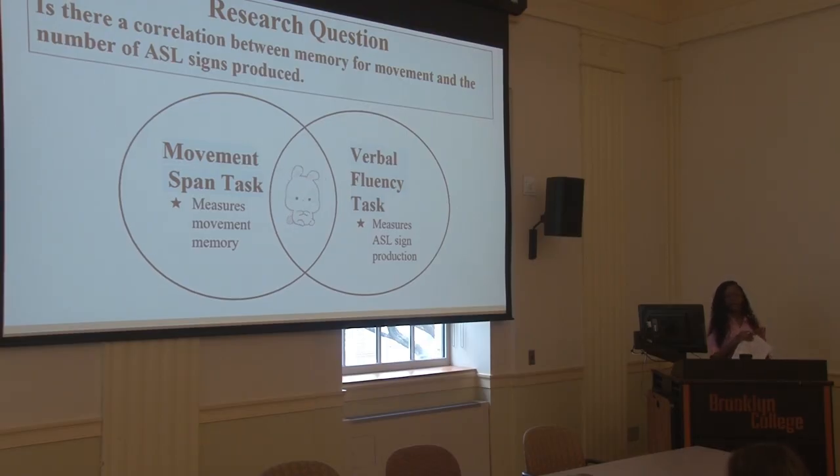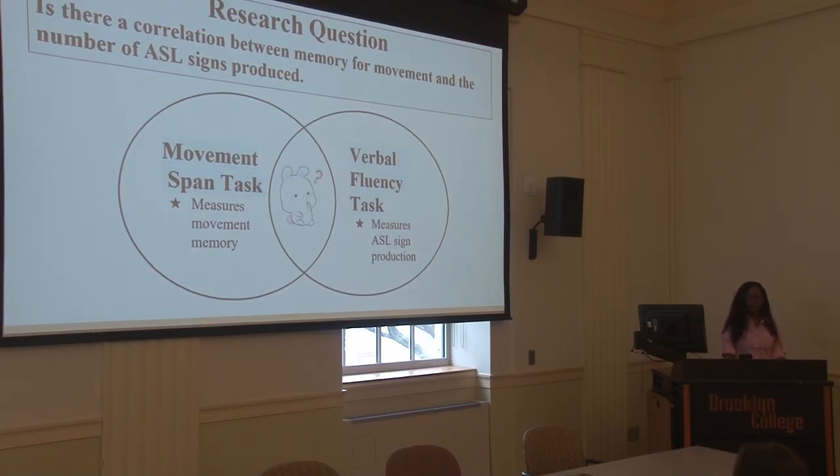And the best way to answer this was by administering two tasks. The movement span task, which measures memory for movement, and the verbal fluency task. This measures ASL sign production.